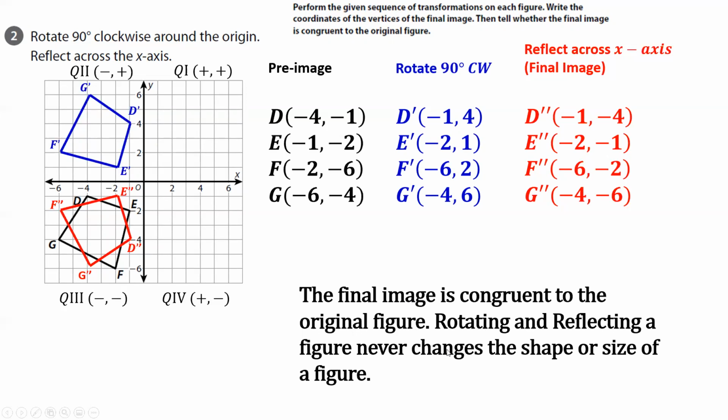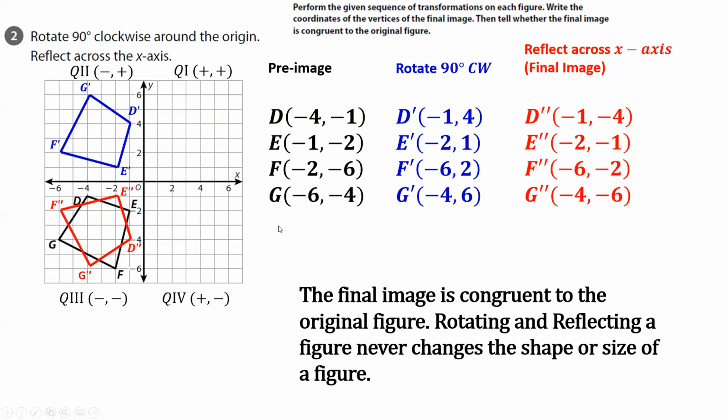You can pick up any object in your house right now, like your phone, and if you rotate it, your phone's not changing shape or size. And if you were to reflect your phone, like flip it in your hand, it's not changing shape or size. So, of course, it is going to remain congruent. So, the final image will always be congruent no matter how you rotate or how you reflect.